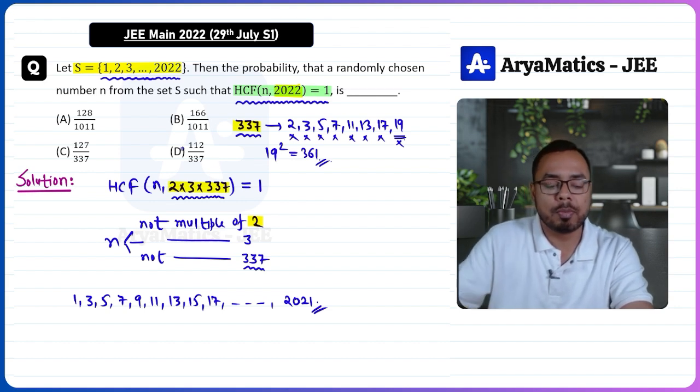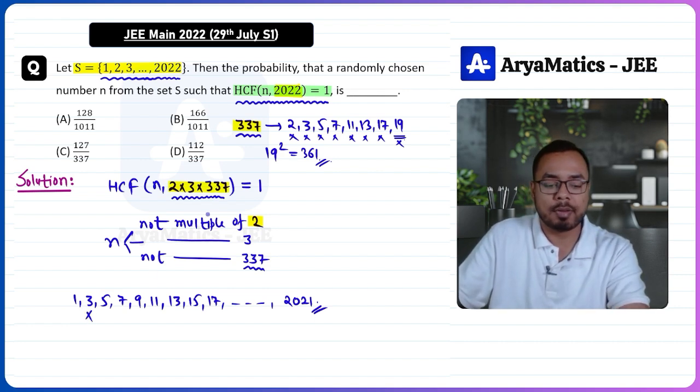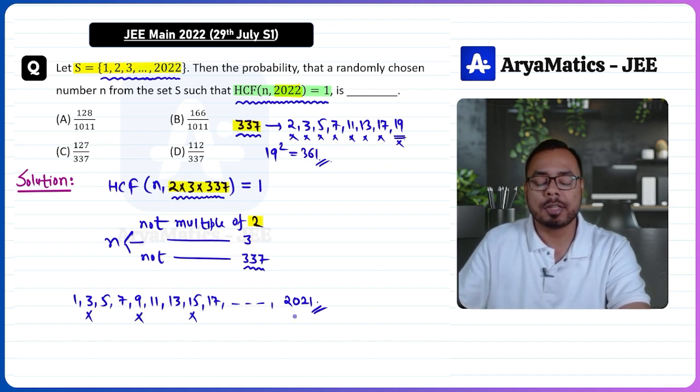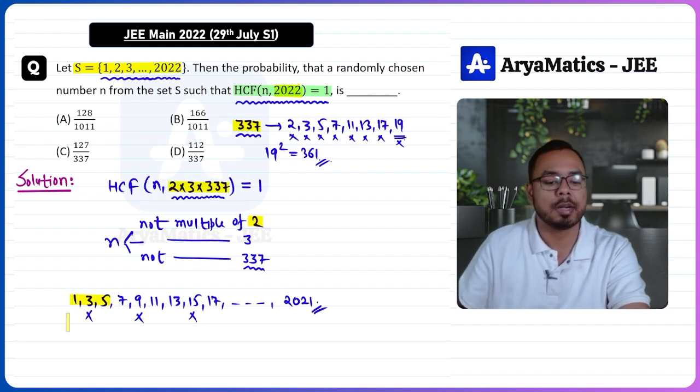So if I remove multiples of 3, you cannot take n as 3, because in that case HCF will not be 1. So it is not 3, it cannot be 9, it cannot be 15, and so on. Now there is one interesting method of finding how many terms are there which are multiples of 3. Here if you notice, these are the three terms. And out of those three, one is a multiple of 3, the other two are not multiples of 3.